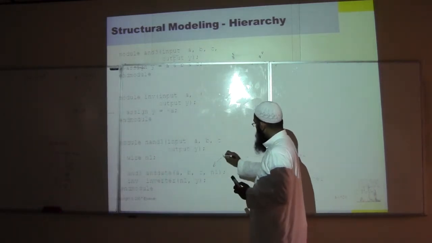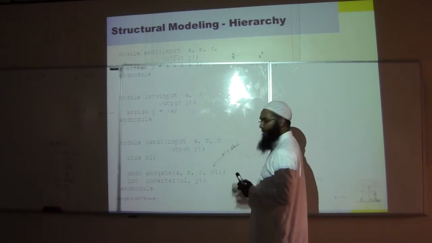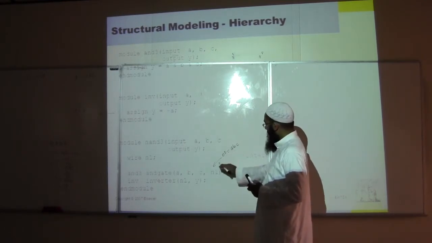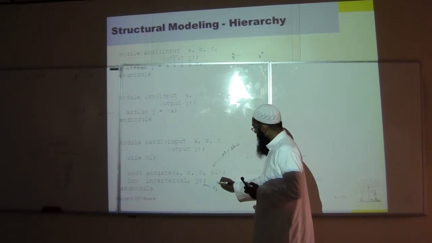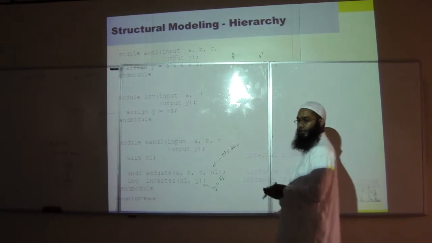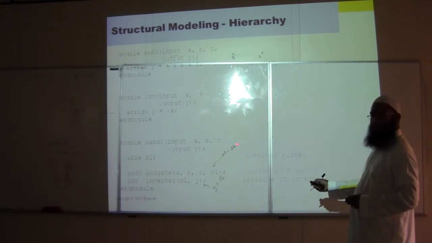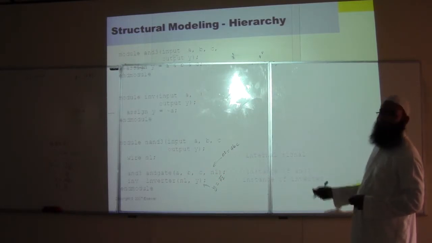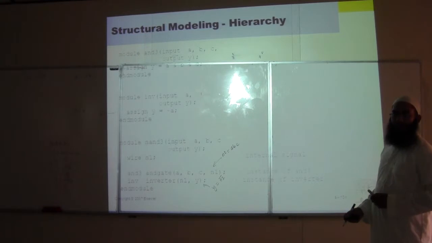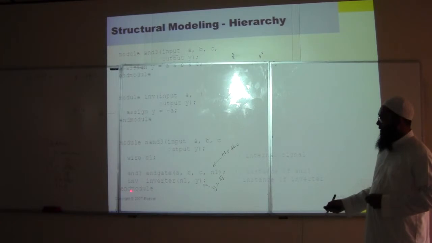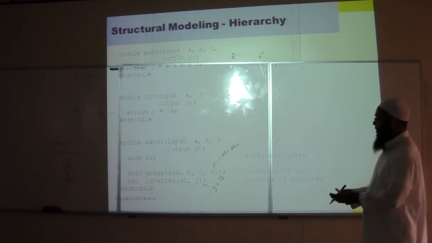This line will give us N1 equal to A and B and C. And this line will calculate Y equal to N1 bar. This line will calculate N1 equal to A and B and C. And the next line will calculate Y equals N1 bar. Okay. Using this module. What's the comma in the last line? Here, yes. It's semicolon.